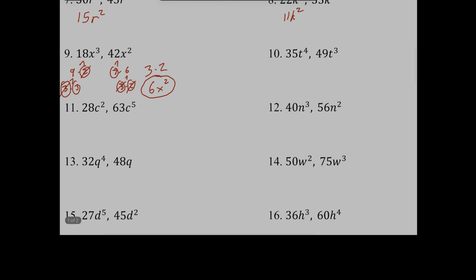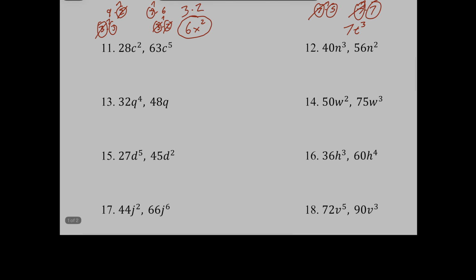Number 10. I'm looking for the greatest common factor here. Well, 35, no. What's the next one? We can do all this. It's going to be 7, but if you're not sure, that's just 7 times 5, and this is just going to be 7 times 7. So pretty quickly, it's easy to see that that's the only thing you have in common. 7, and remember, you do the lowest exponent.